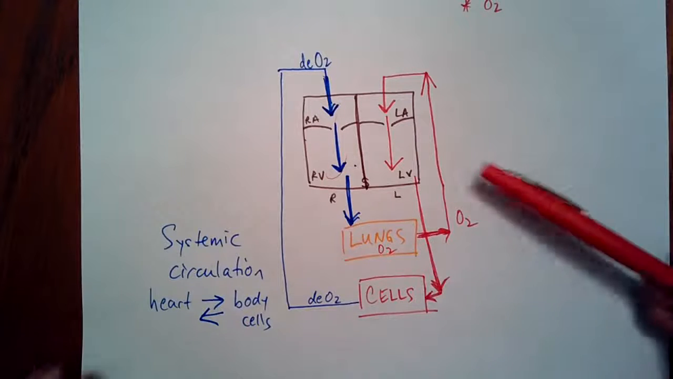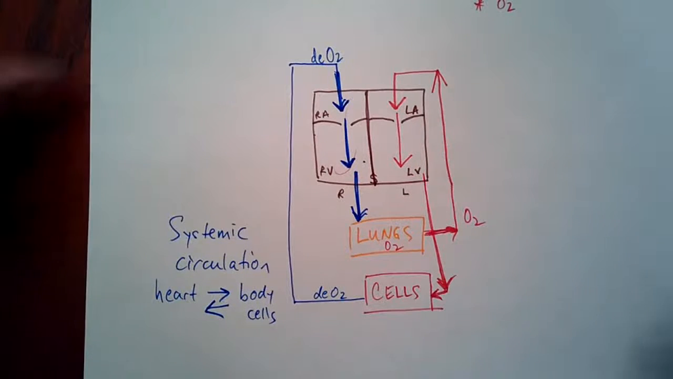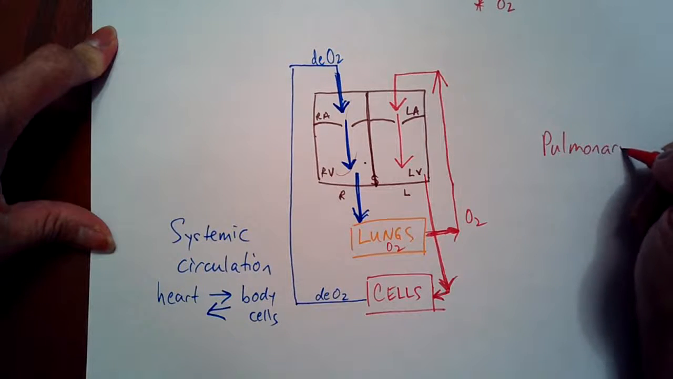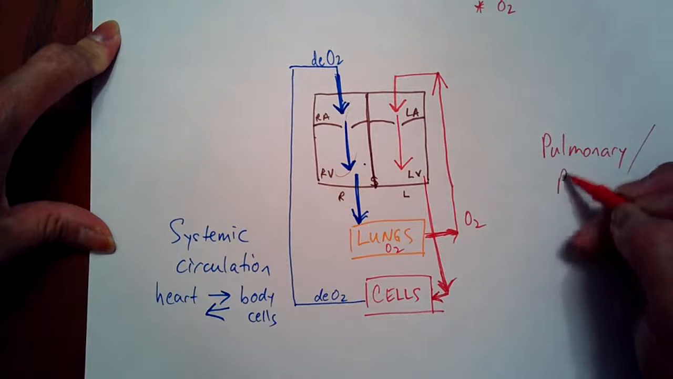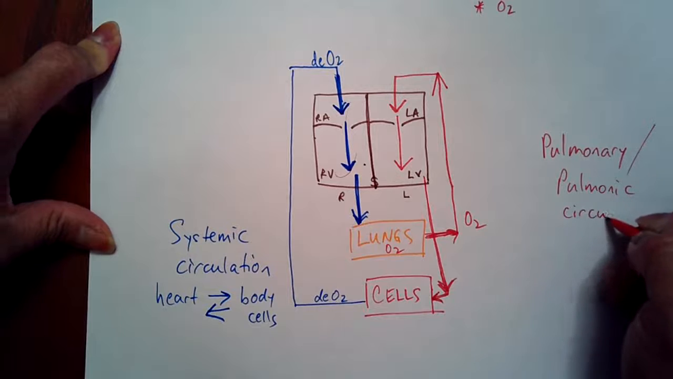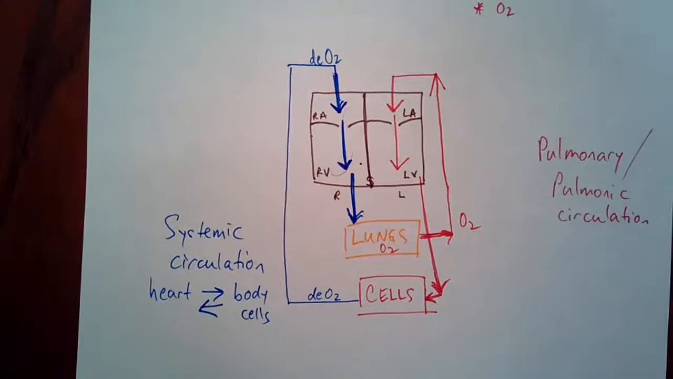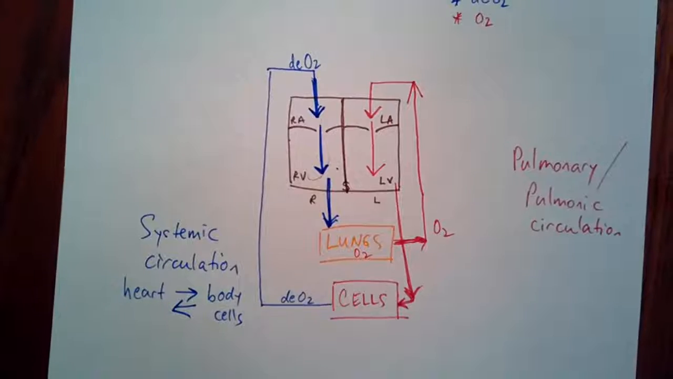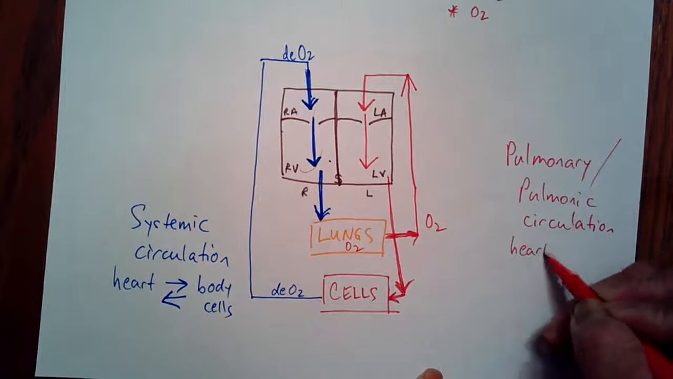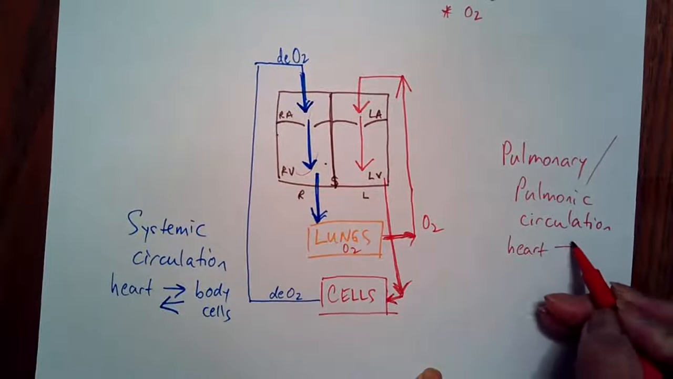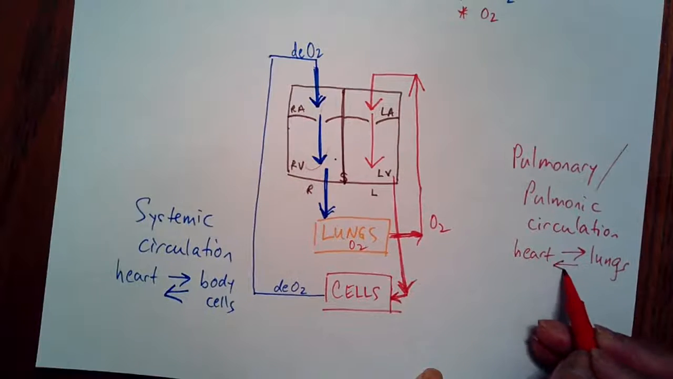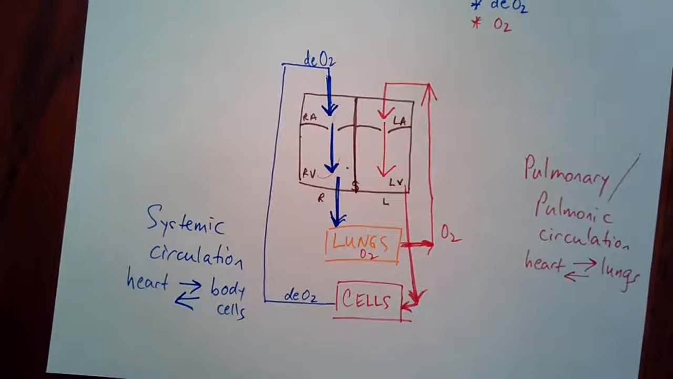And then you have the ones labeled in red here. This would be called the pulmonary, also known as pulmonic circulation. And this is the circulation of blood between the heart to the lungs and between the lungs and the heart.